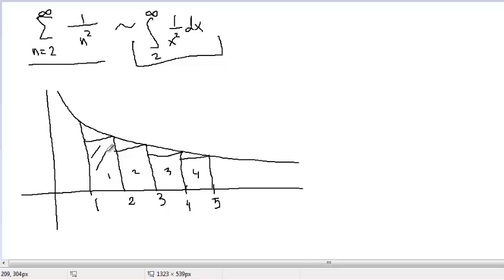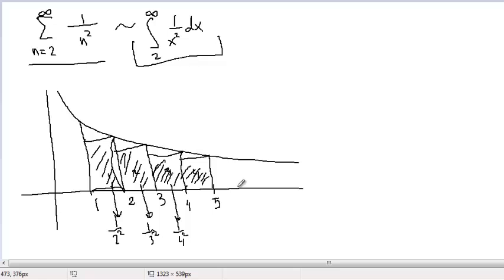And I can compute the area of these rectangles separately. For example, let's look at the area of the first rectangle. What's the area of the first rectangle? What's the base? Base is just 1. What about the height? Height is the value of this function at 2. So it is nothing but 1 over 2 squared, right? What about the area of the second rectangle? It will be 1 over 3 squared. What about the area of the third rectangle? It will be 1 over 4 squared, and so on. So as you can imagine, I can find the area of all these rectangles here.